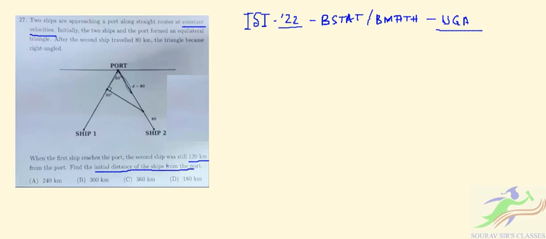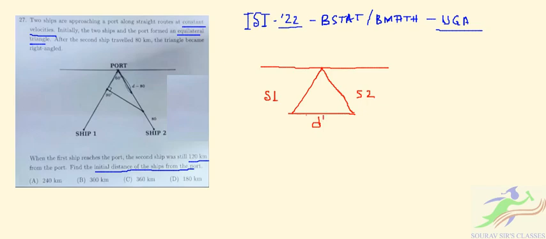So we have an equilateral triangle formed by the two ships and the port. If I consider these two ships, S1 and S2, let the distance be D. Initially the two ships and the port formed an equilateral triangle, so this side is D, this side is also D, and this side is also D.